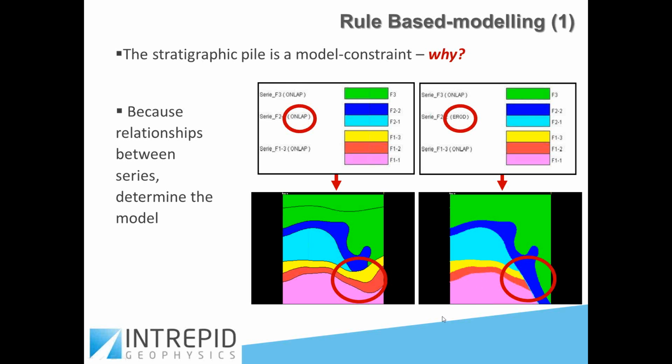Many things about the pile are, of course, constraining the model in terms of the order of the units and so forth. The typical way we talk about younging direction within a pile. So the pile is editable, and it's certainly a model constraint.